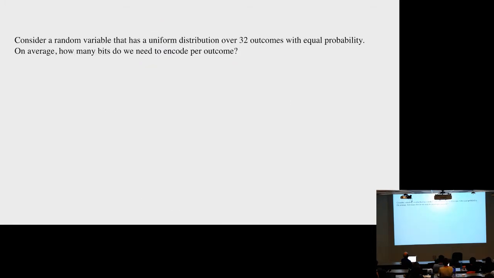Let's see. Let's look at this case. We have a random variable with a uniform distribution over 32 outcomes with equal probability. How many bits do you need to encode the outcomes? We have 32 possibilities, and we want to use bits, zeros and ones, to label each outcome. How many bits do you need? And I can help you. This is a power of 2.